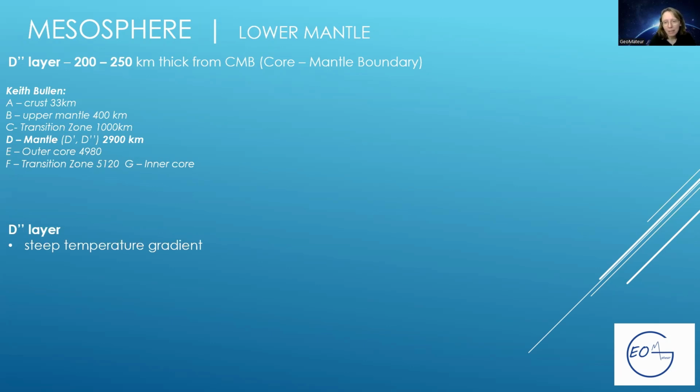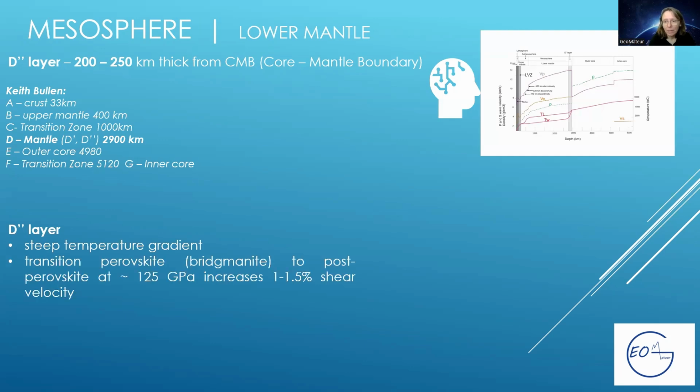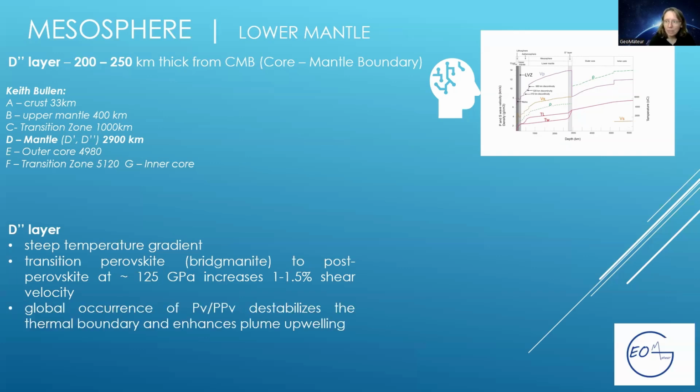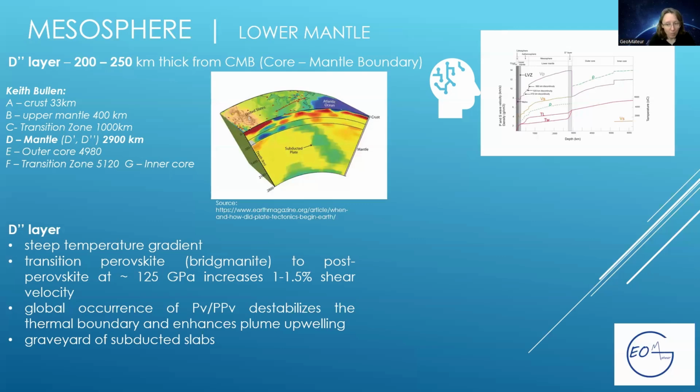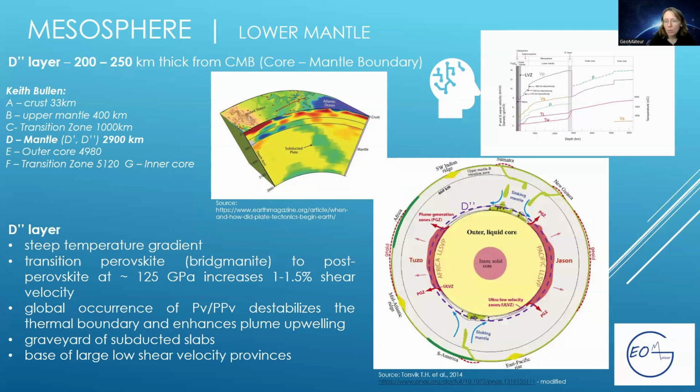The D double prime layer is characterized by a steep temperature gradient. If you remember this graph from part 1, there is a very bold steep temperature gradient. There is also a transition from perovskite, bridgmanite, to post-perovskite at around 125 gigapascals. And note the global occurrence of the change from perovskite to post-perovskite that destabilizes the thermal boundary and enhances plume upwelling. There is also a graveyard of subducted slabs, and there is the base of large low shear velocity provinces and ultra-low velocity zones.